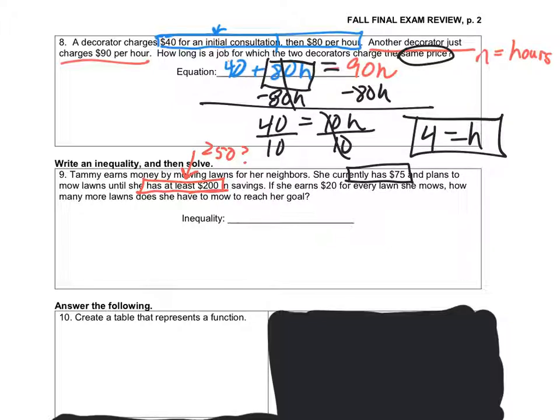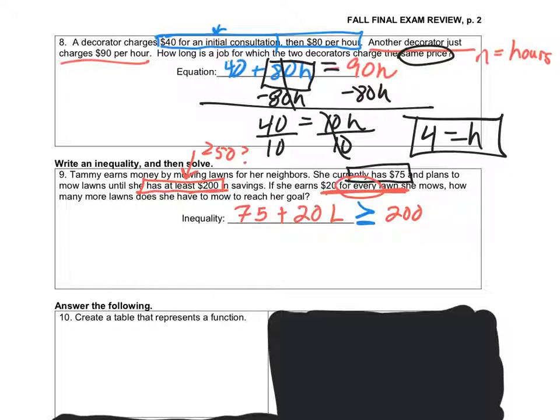She earns $20 for every lawn she mows. So she started with $75. Every lawn she mows, for every, gives me the hint that it's a rate. She started with $75. She gets $20 for every lawn, and she needs it to be at least $200. She's okay if she earns more than $200, so that means the amount of money she earns is greater than or equal to $200.